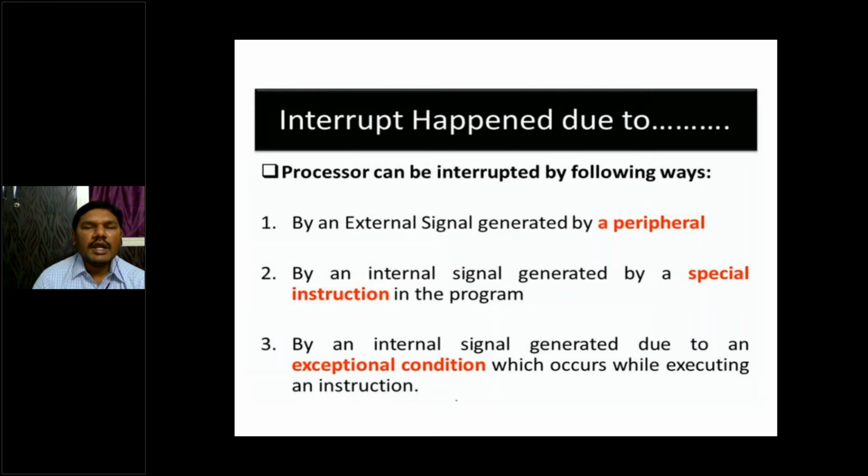So how are interrupts created here? There are three methods. One method is by peripherals: interrupts can be generated when you are putting pen drives, earphones, or headphones into the CPU. Then interrupts will be executed.